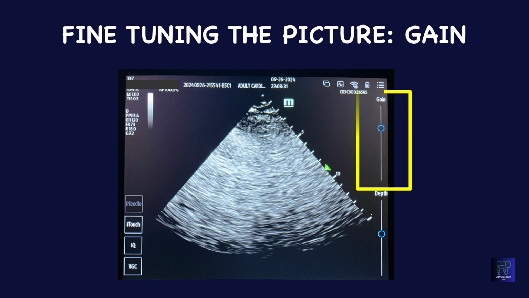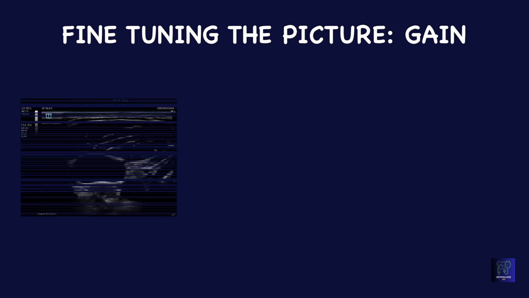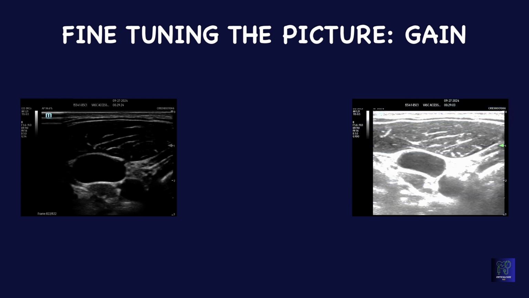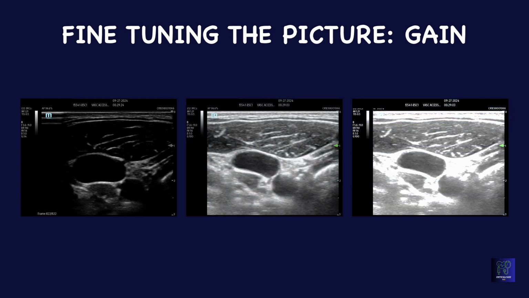It is called gain. Depending on the manufacturer, it may be either a touchscreen control or a physical button. Here's how to use it. If the picture is too dark, you increase the gain, and if it is too bright, you decrease the gain to achieve the optimal brightness.